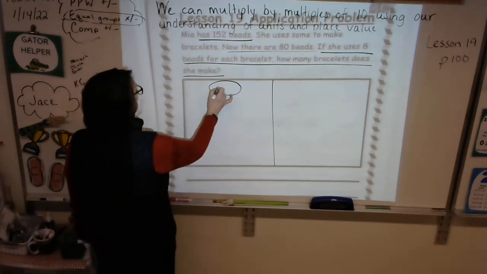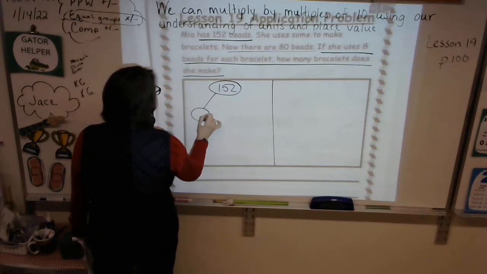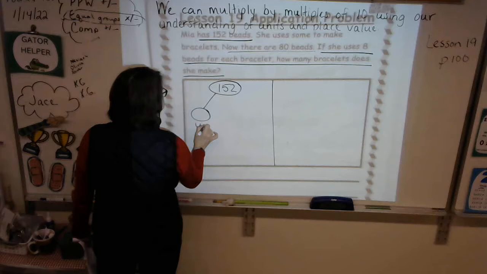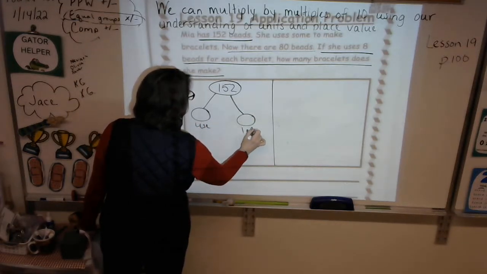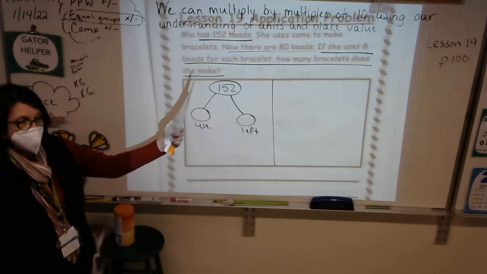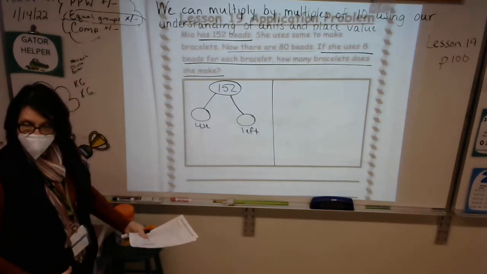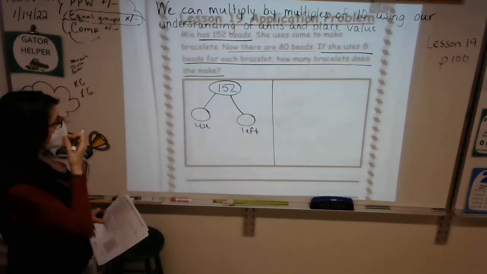You have 152 beads, and you use some, and you have some left. That's classic. You take a total amount of something, you use some, you have some left. That's part, whole. Those two parts make a whole.